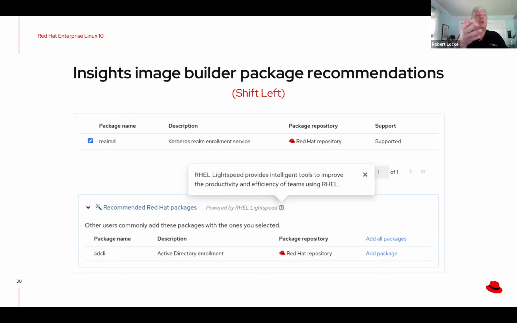In this example, if you're installing Kerberos, we might suggest the Active Directory enrollment tool because our data tells us most people that select this package want this one too. It's a way of getting a system administrator or an architect or even a developer to a place where they're not missing a package and getting frustrated when that extra capability they want isn't there. We want to be that second set of eyes for the customer.